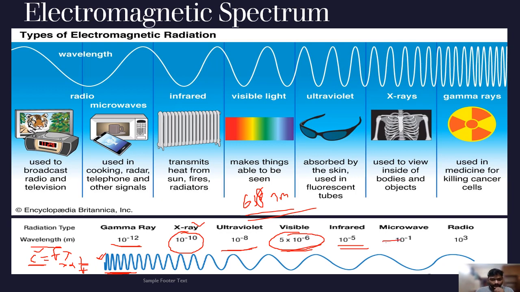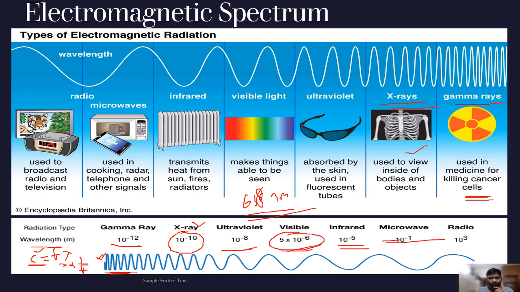And after that, the microwave range is around 10 to the power minus 1 meter, and then radio wave is 10 to the power 3 meter. So radio wave has high wavelength and low frequency. If we look at the applications, gamma rays have a high penetration power, and they are used in medicine for killing cancer cells. So we know gamma ray therapy, they use gamma rays for targeted killing of cancer cells. Then X-ray is quite common.